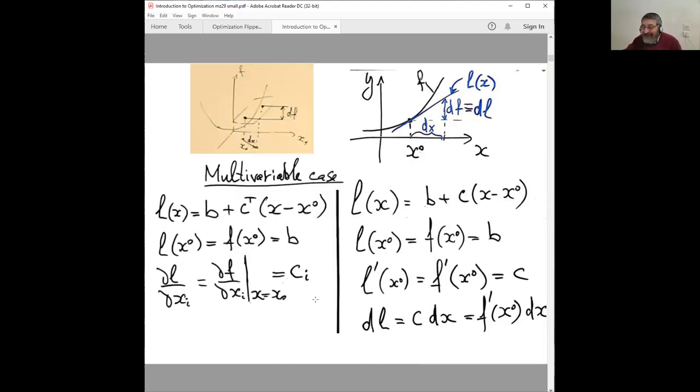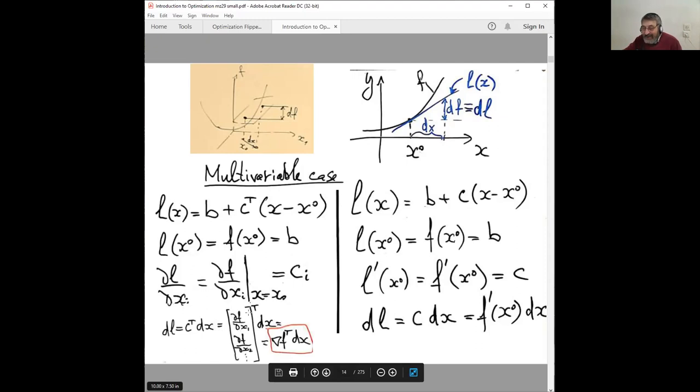In the multi-dimensional case, we generalize the same notion and say that if you have a linear model of our multi-dimensional function, some constant b plus c transpose (x minus x naught), then c transpose is like a generalized slope, the slope in all directions. The components of vector c should be partial derivatives of our function. Then the differential is very easy: it is the increment of the linear function, which is c transpose x.